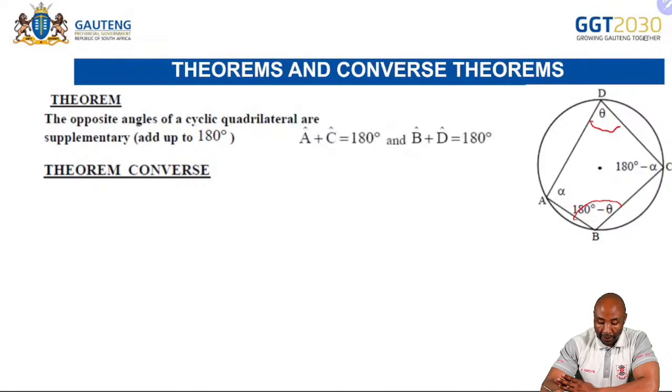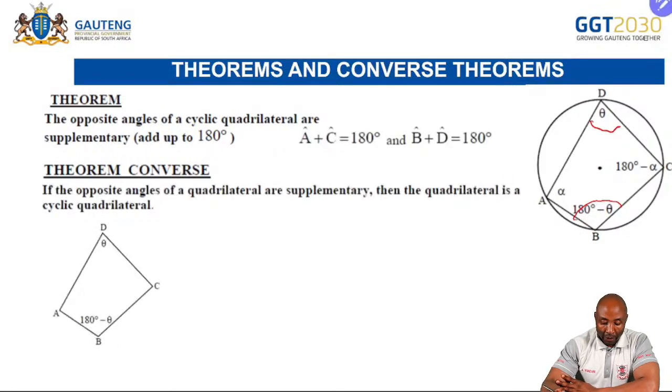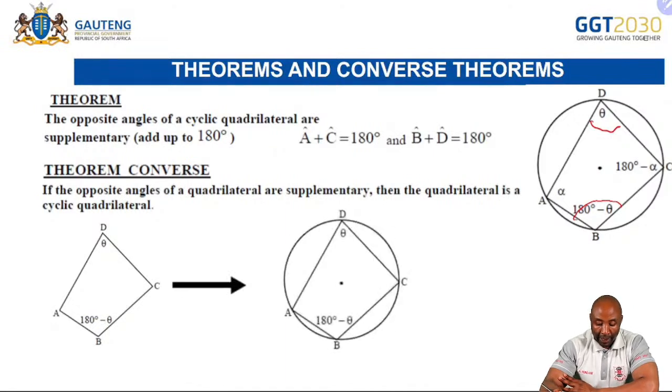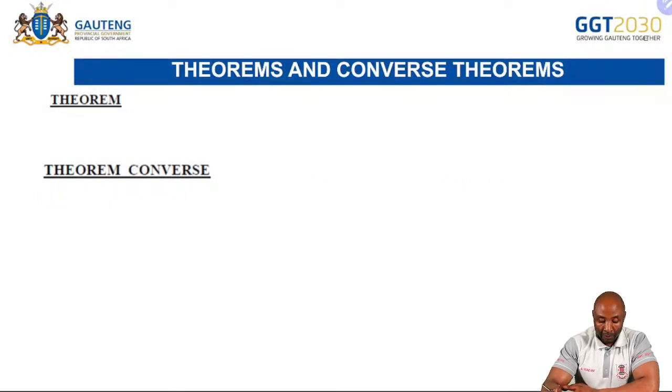The converse of that theorem: we know that if we have opposite angles of a quadrilateral that are supplementary, then the quadrilateral is cyclic. That's what we should know. And if we're able to prove that, then it follows that ABCD is a cyclic quad. And when we give a reason, it's the converse of the opposite angles of a cyclic quad. We move on now to the next theorem.